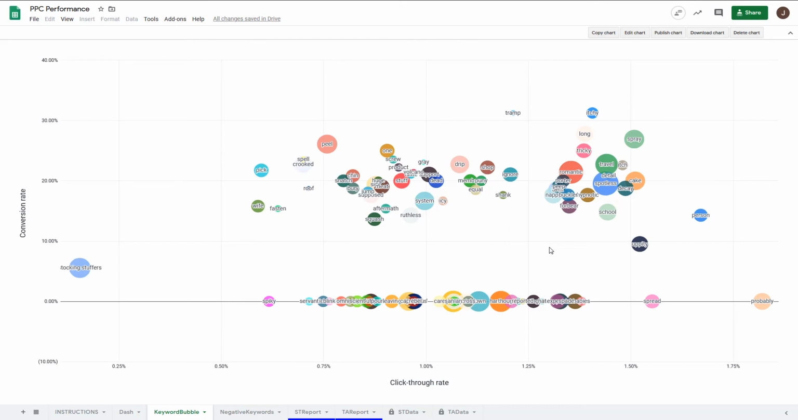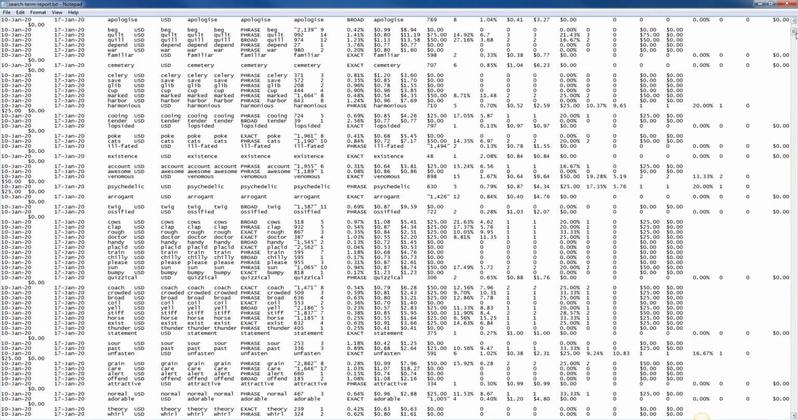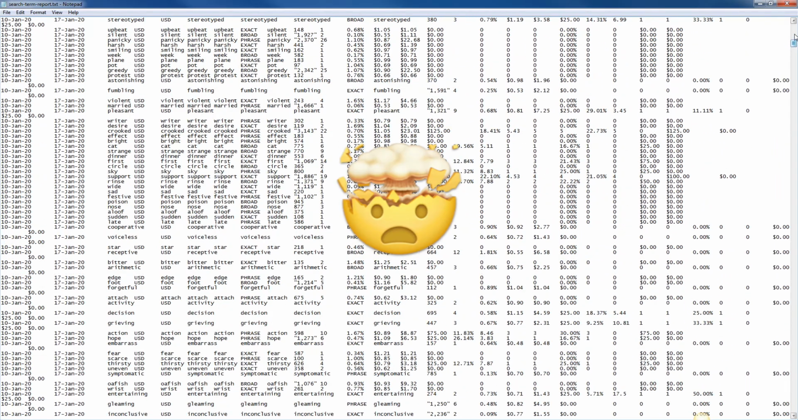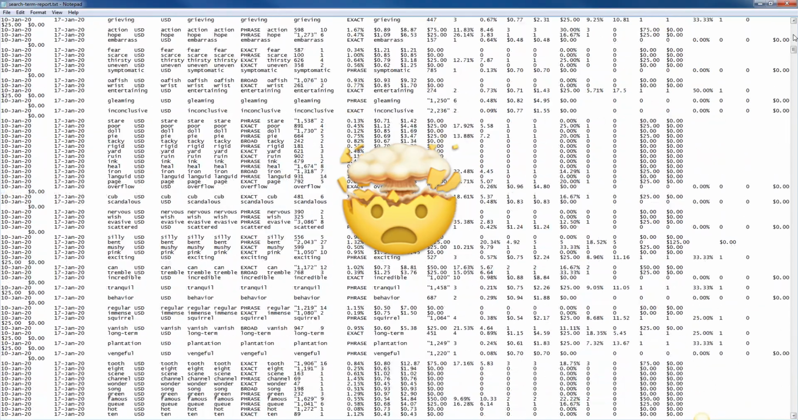So can you imagine, just imagine how difficult it would be to try and manually extract this information from the reports Amazon gives you. I mean, you'd be scrolling through this text file for days trying to wrap your head around what's going on in here.